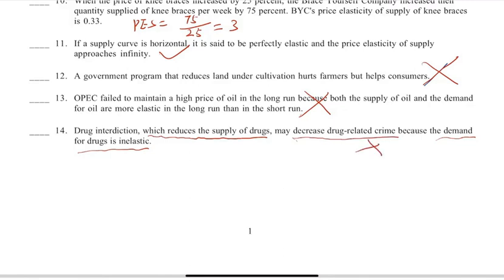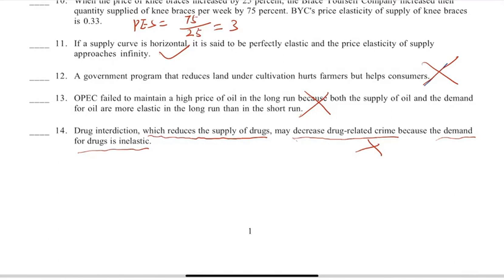Again, this is the exact problem we have talked about in the lecture note. The explanation here is drug interdiction reduces the supply of drugs, which increases the price of drugs. And because demand for drugs is inelastic, the total revenue from drugs is higher. This implies that drug addicts have to pay more for drugs, which implies that drug-related crime would increase.